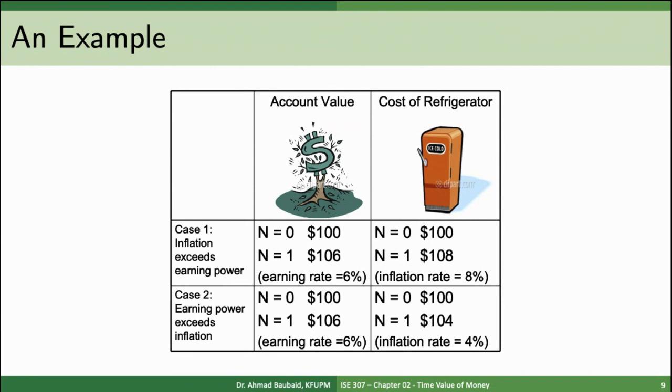And so let's say the inflation rate is actually 8% in this case. So a year from now, even though you have $106, so you actually grew your money, it's actually worth kind of less because you can't even afford to buy the refrigerator that you could have afforded to buy right now.